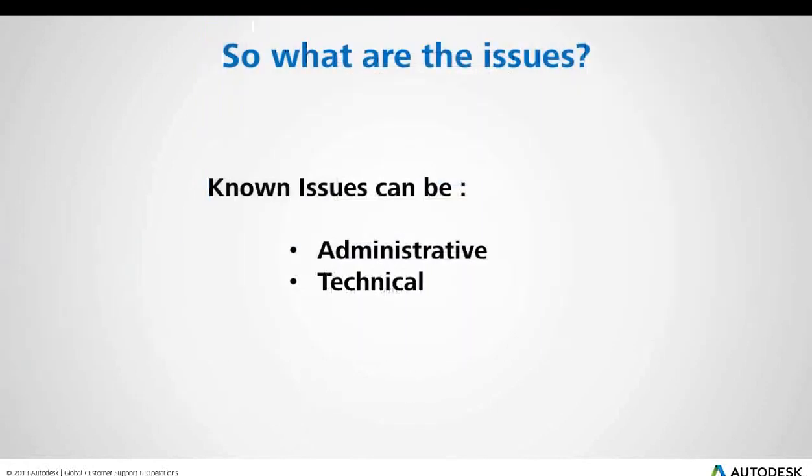All right, so what issues can you run into with the desktop subscription licenses? A couple different types. There's ones that are administrative issues, usually where the user doesn't yet have an account on accounts.autodesk.com, or they haven't been assigned a seat for that software. Or there can be technical ones where, for some reason, you can't connect to the internet or other issues that may be preventing the desktop subscription licensing from working. So let's take a deeper look into each of those types of issues.